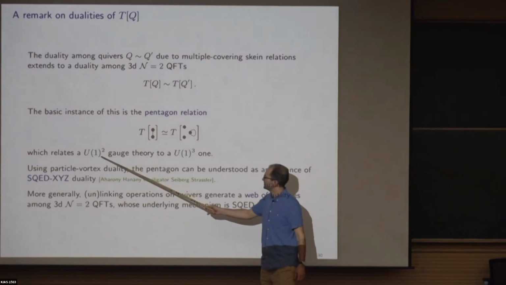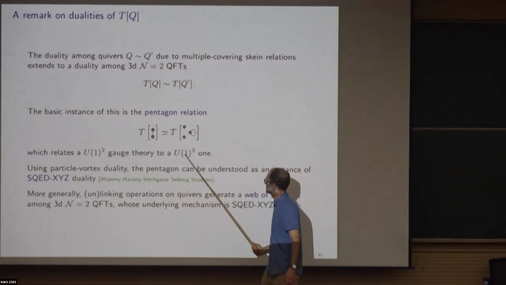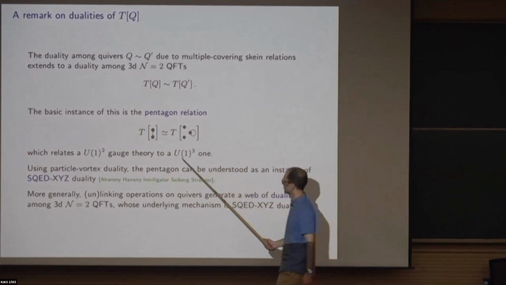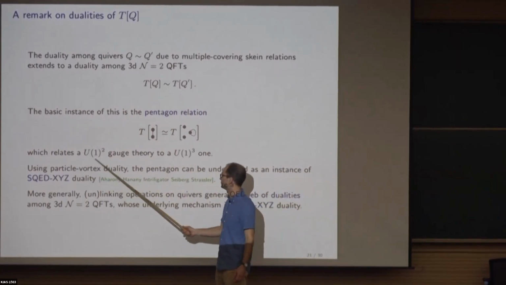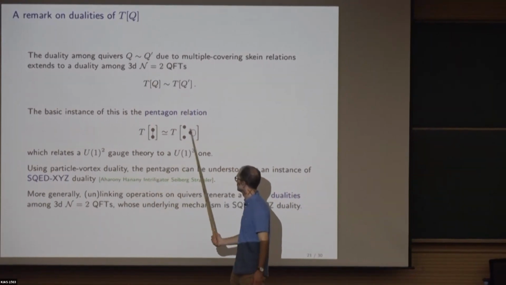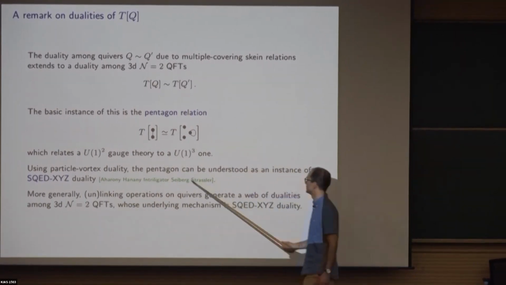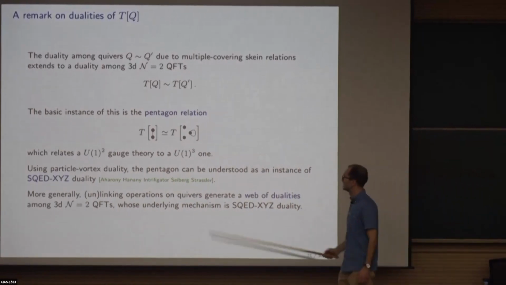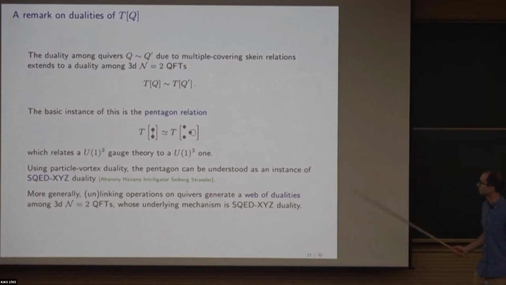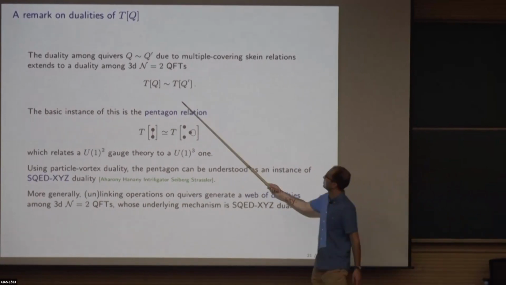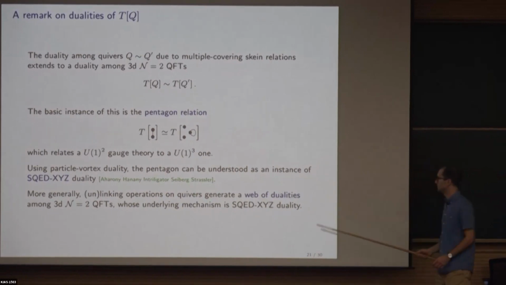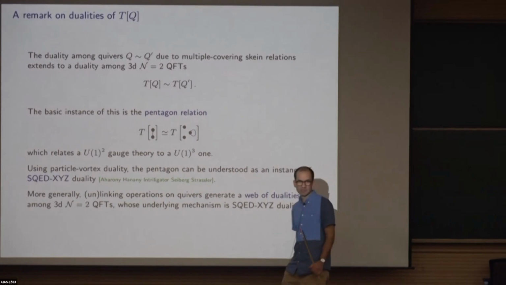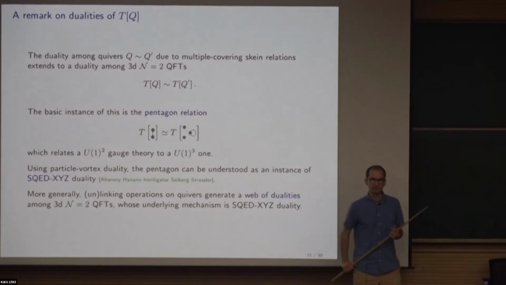If you just look in the literature, this is not the kind of duality that you immediately see for 3D N=2 theories. But in fact, if you use particle-vortex duality on these two, then you realize that the pentagon is nothing but SQED-XYZ duality. And in general, we believe that the whole duality web on these theories T of Q should be generated by SQED-XYZ. So the answer to your question is that they're dual in this sense.